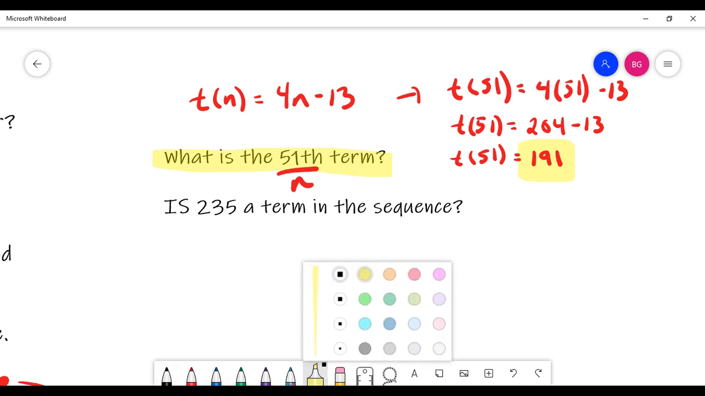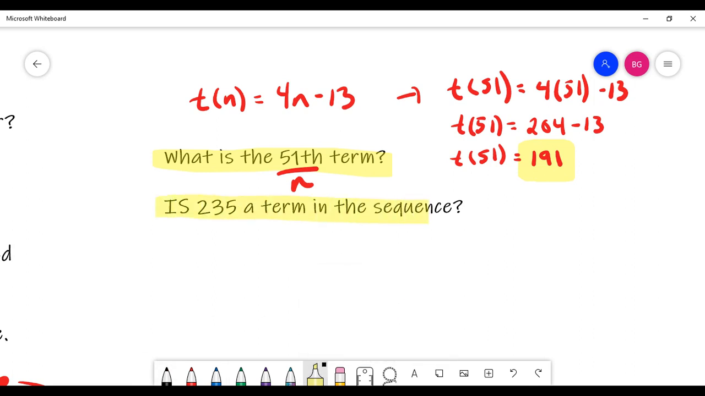All right. So now I want you to answer the second question here. Is 235 a term? Go ahead and answer this one. If you get stuck or you have an answer, resume the video.